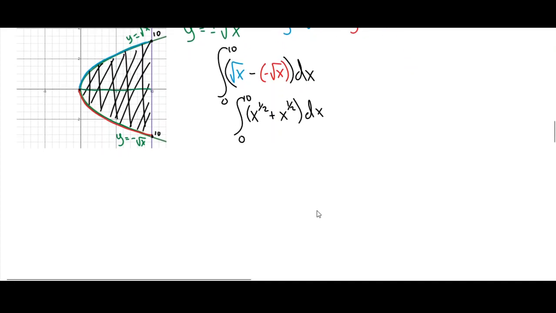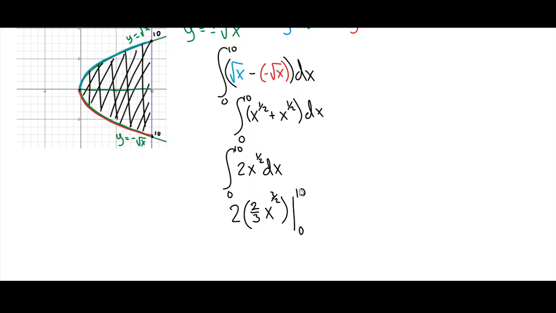Let me scroll that down a little bit. This is going to become the integral from 0 to 10 of 2x to the 1/2, since they're like terms and I can combine them, dx. I'm going to integrate from here. The integral of 2x to the 1/2 is going to be x to the 3/2 using the power rule, and then the coefficient in front will be the reciprocal of that power, which is 2 over 3. This is being evaluated from 0 to 10.